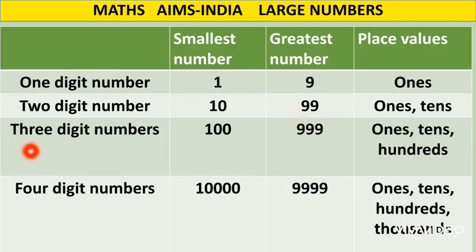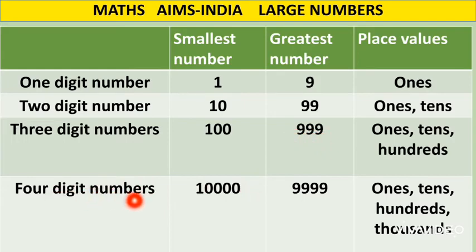Okay children, moving on, three digit numbers. If we add 1 to 99, we get 100. 99 was the greatest two digit number. After adding 1, we get 100, which is the smallest three digit number. And three digit numbers end at 999. So 999 becomes the greatest three digit number. Coming to the place values, three digit numbers have three place values, ones, tens and hundreds.